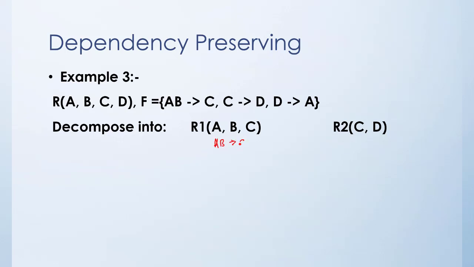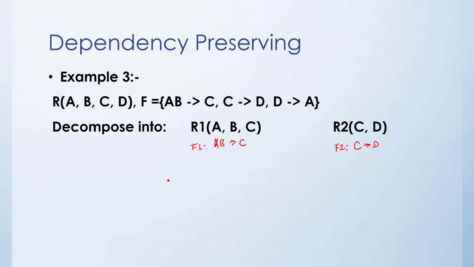Can we get any more functional dependency in R1? There is no functional dependency present in R1 other than the previous one. Similarly, in R2, we cannot get any more functional dependency other than the trivial functional dependency. So this is my F1 and this is my F2.